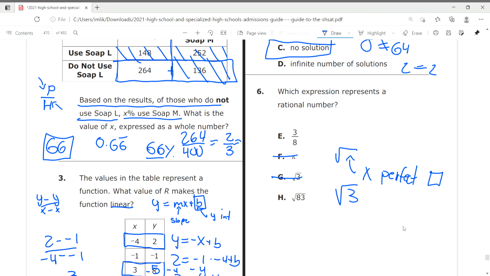83 is not a perfect square, so it'll be irrational. But if our x was a perfect square, like 64, then it would be rational. Keep that in mind. It's always irrational if it's not a perfect square. So now that we have all those crossed out, we are left with 3 out of 8, which is the correct answer. We could actually check this.